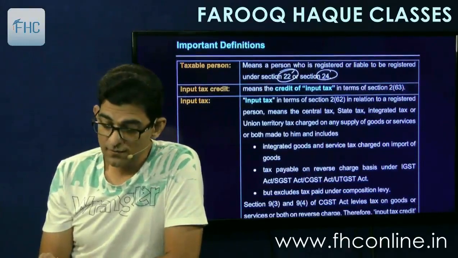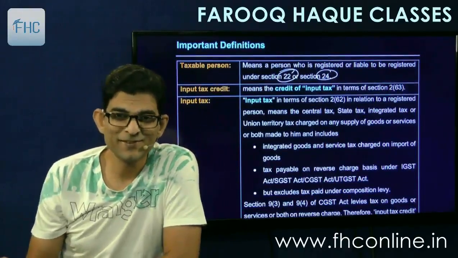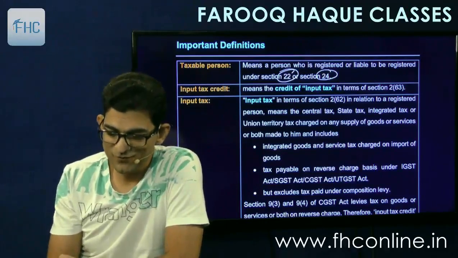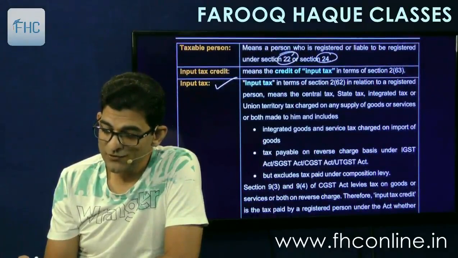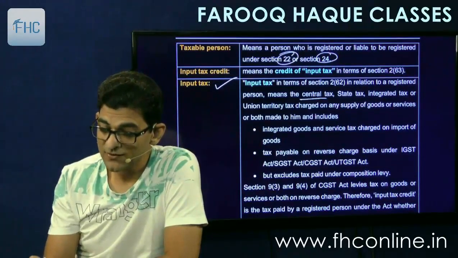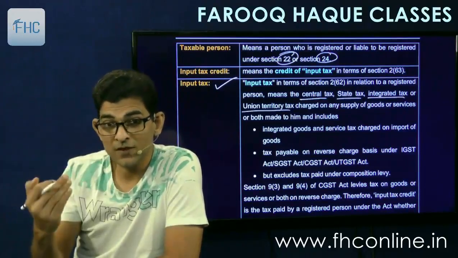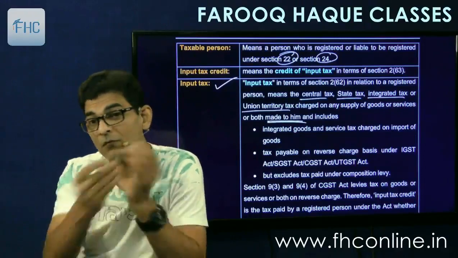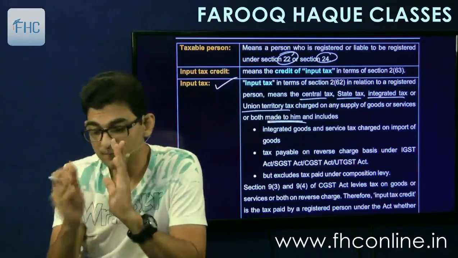Input tax credit means credit of input tax. Such a simple thing. But what is input tax? So let us understand that. So this is the important definition. What is input tax? Input tax in terms of section 2(62) in relation to registered person means the central tax, state tax, integrated tax or union territory tax. These are the different types of taxes, the GSTs, charged on any supply of goods or service or both made to him. So therefore we call it as input. Made to him means for us it is purchase.